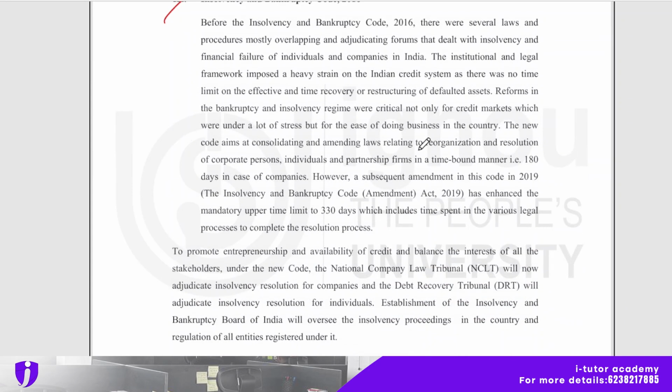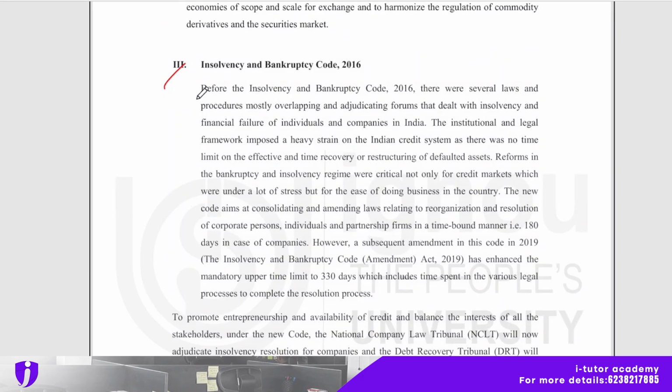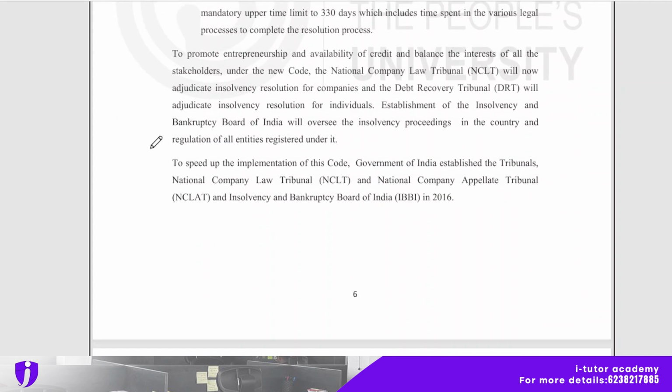Insolvency and Bankruptcy Code 2016. Before the Insolvency and Bankruptcy Code 2016, there were several laws and procedures, mostly overlapping and with multiple adjudicating forums, that dealt with insolvency and financial failure of individuals and companies in India. And to promote entrepreneurship and availability of credit and balance the interest of all stakeholders under the new code, the National Company Law Tribunal, that is NCLT, will now adjudicate insolvency resolution for companies, and the Debt Recovery Tribunal will adjudicate insolvency resolution for individuals.